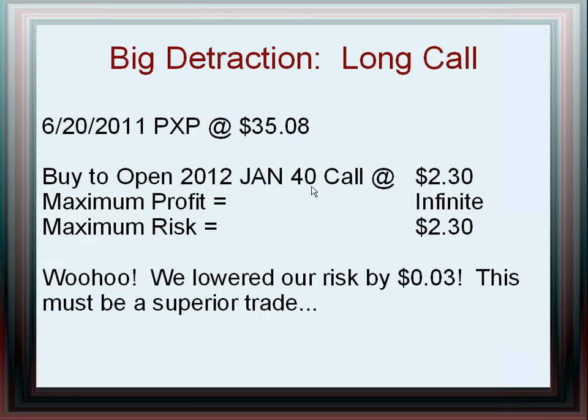Well, how about this? The closing price of our January 40 call, we're using the closing prices for this discussion as we just saw with that historical chain, was $2.30 for our 40 strike call. Maximum profit is infinite, unlimited upside with the long call purchase. The maximum risk is $2.30. Well, hey, we did it, didn't we? We found a position that has a 3-cent lower monetary risk than the married put position and still has an infinite upside profit potential. So this is it. We're doing better. It must be a superior trade.